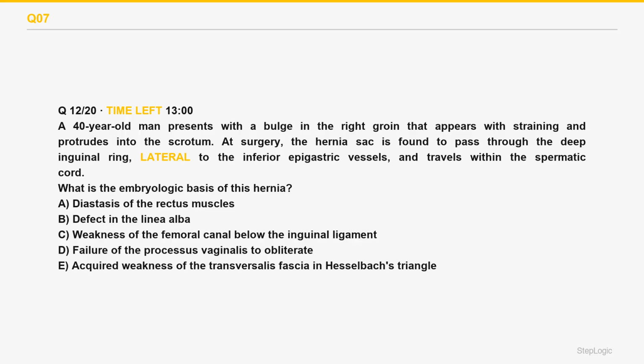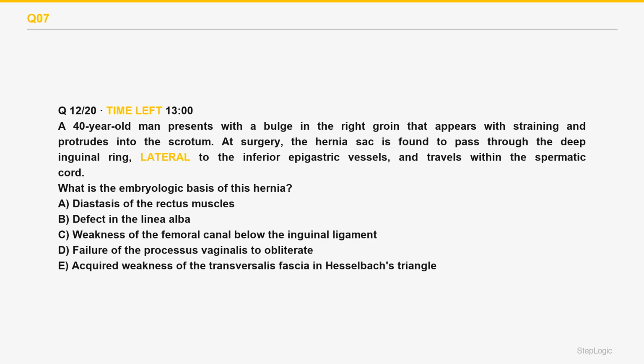What is the embryologic basis of this hernia? A 40-year-old man presents with a bulge in the right groin that appears with straining and protrudes into the scrotum. At surgery, the hernia sac is found to pass through the deep inguinal ring, lateral to the inferior epigastric vessels, and travels within the spermatic cord.